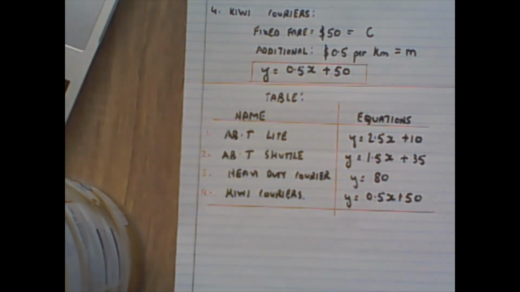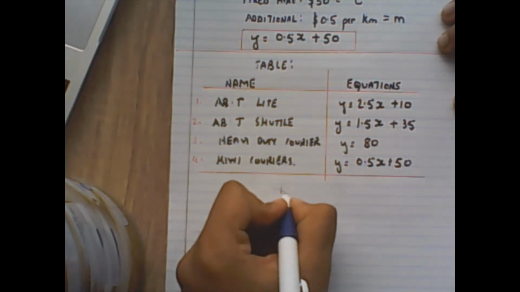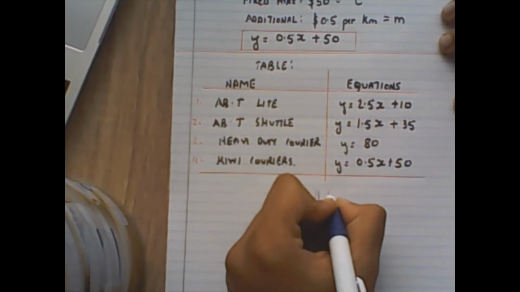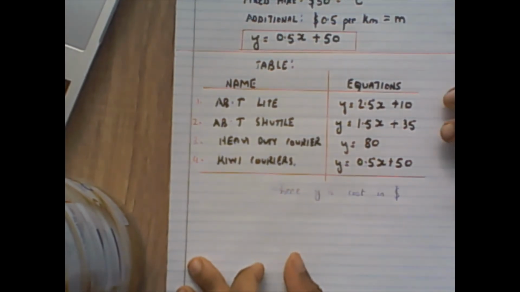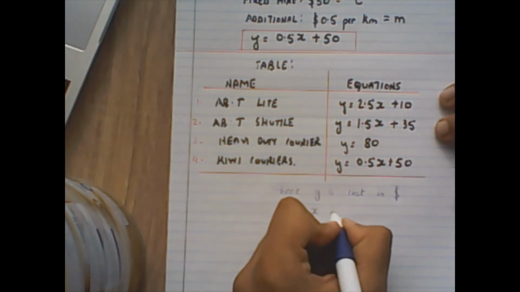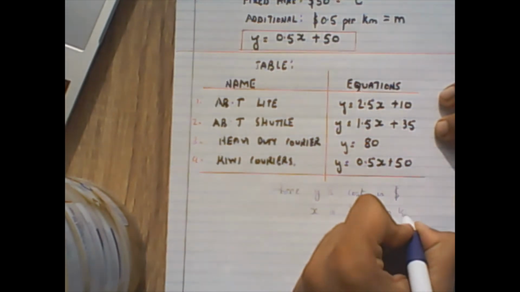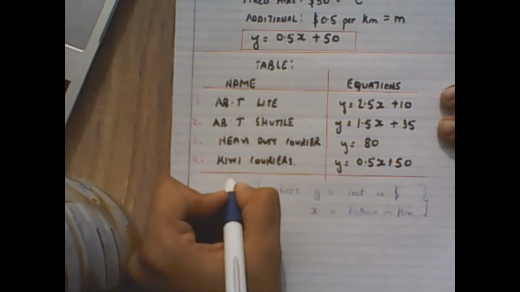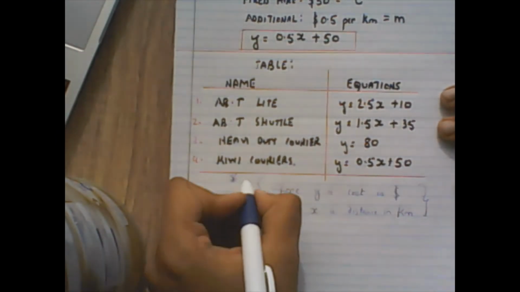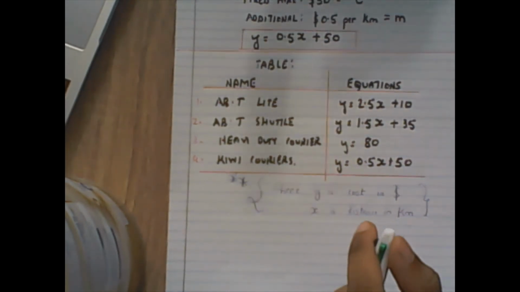And once I do this table, I generally like to write the most important information under it, which is where y is cost in dollars and x is distance in kilometers. And this information is very, very important for you, because if you do not know the context for which you're writing these equations, we really can't mark you for this assessment.